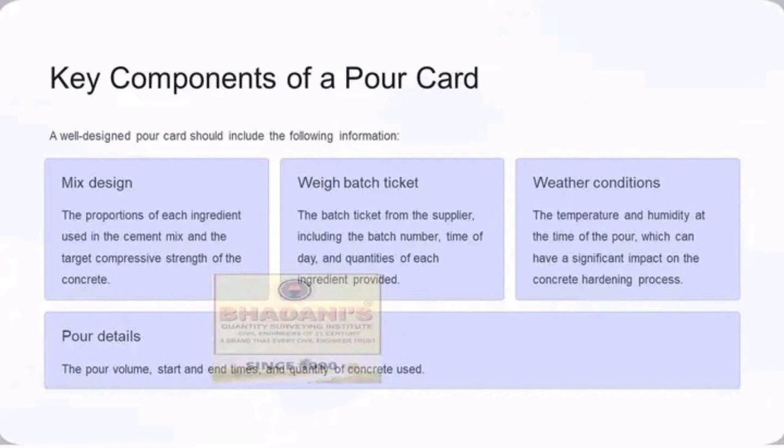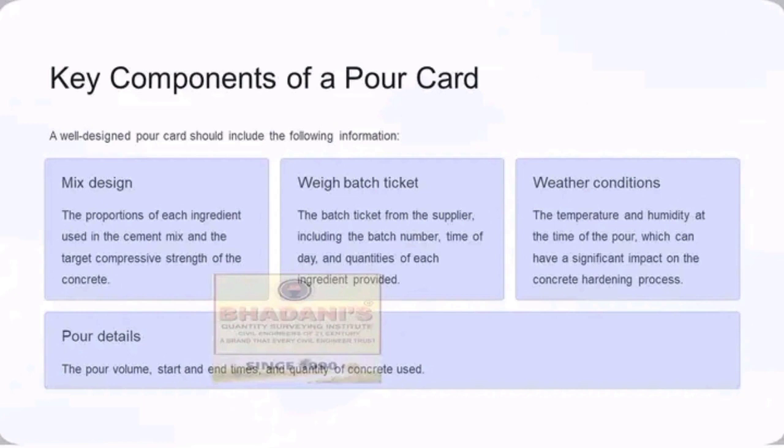Then the other thing is the weather condition. Just as I had said, weather condition is a crucial factor when you're handling concrete works. A hot weather condition or a hot environment will lead to faster settlement of concrete, as a cold weather condition will lead to a slower rate of settlement of concrete. So the weather condition is also included.